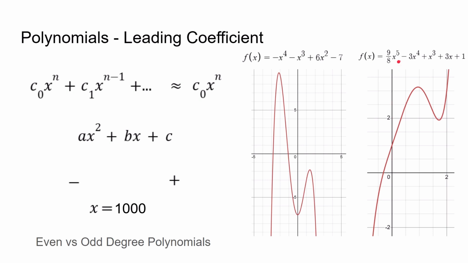So here, with x to the fifth, which is an odd degree polynomial, as x goes to positive infinity, f of x also goes to positive infinity, and as x goes to negative infinity, f of x also goes to negative infinity. That's because this leading coefficient is positive. If it is negative, then it will flip and have a generally negative slope. So then as x gets really, really positive, f of x will get really, really negative, and as x gets really, really negative, f of x will get really, really positive.